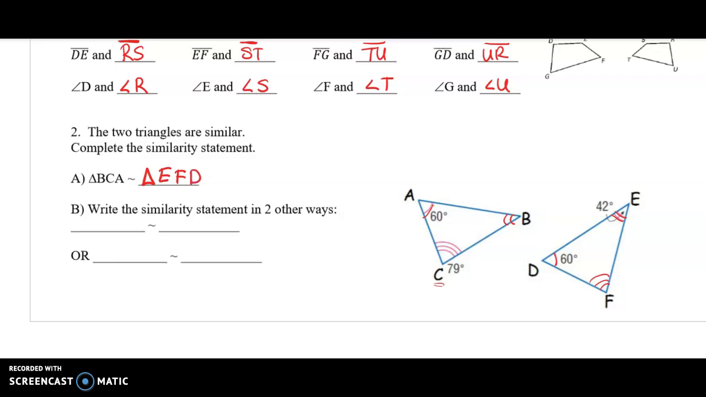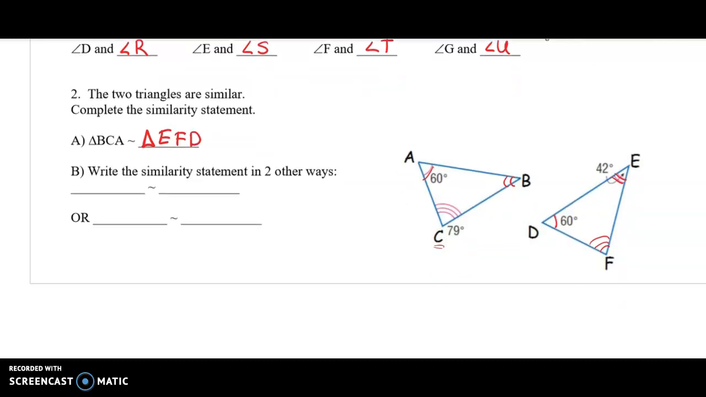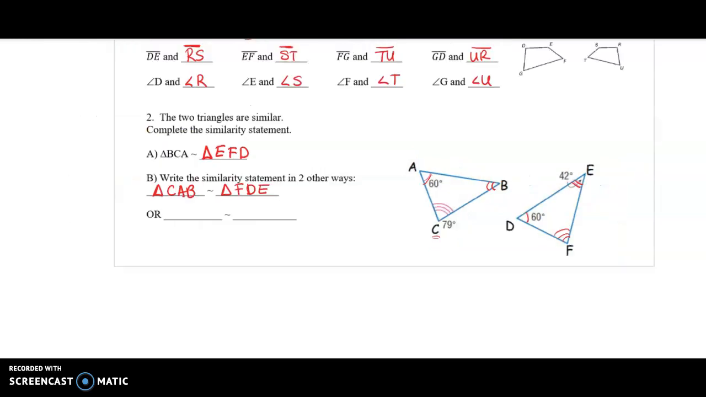And again, you can write that in 2 other ways, so yours don't have to be the same as mine. So like if I did C, A, B, I would have to have F, and then A still matches with D, B still matches with E. And you could have an additional way there.